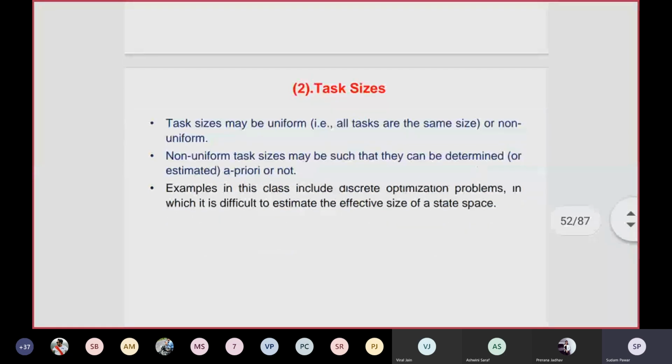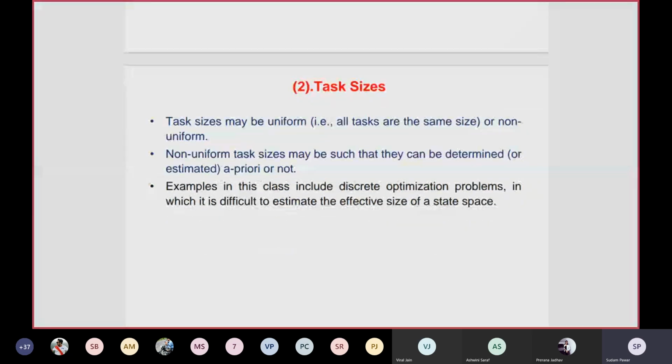Then the second characteristic is task sizes. A question might be asked based on the task characteristics: what are the characteristics of tasks? This question may be asked for 5 to 6 marks also. In that case, you have to state these three characteristics and explain each in a few words in order to get the complete marks.